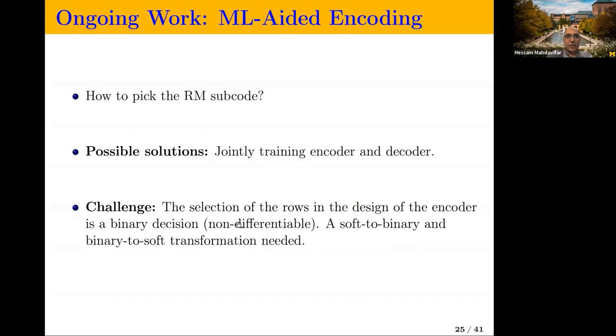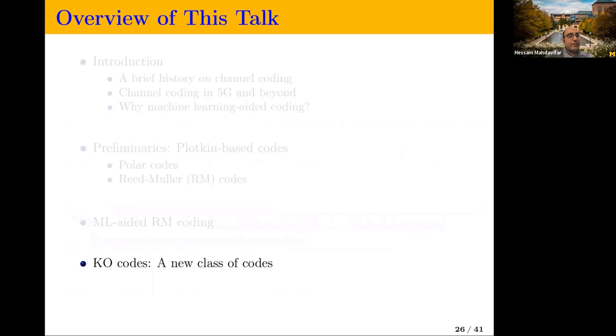So that's what we are working on in order to also optimize the way that we pick the subcodes of Reed-Muller codes. All right, and also emphasizing that it needs to be done jointly with the decoder. Okay, so whatever selection that we do, we also have to be careful about what decoder we are using. So what we are working on is jointly training encoder and decoder, so that the decoder that we get using the method that I just described together with this one is going to give us the good subcodes.